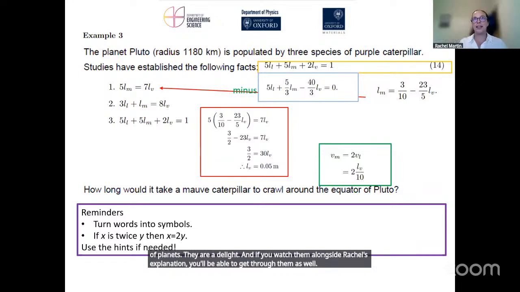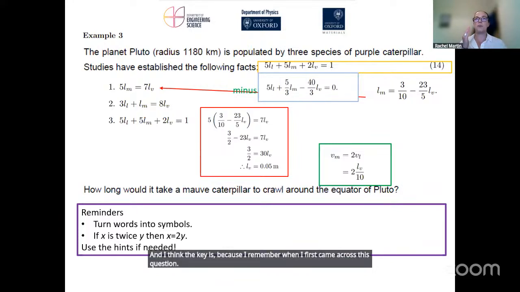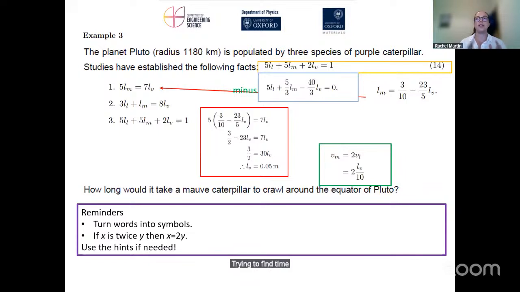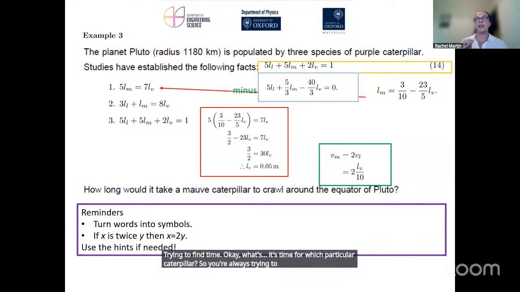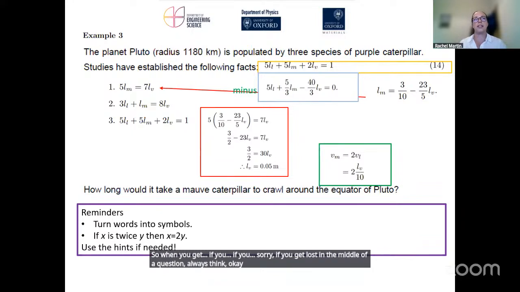And I think the key is, because I remember when I first came across this question, the key is always thinking, what is the final thing I'm trying to find? Trying to find time. Okay, is time for which particular caterpillar? So you're always trying to prioritize solving for any details to do with the mauve caterpillar or the routes of how to get there. If you get lost in the middle of the question, always think, okay, where am I trying to get to? What's my goal in this question?